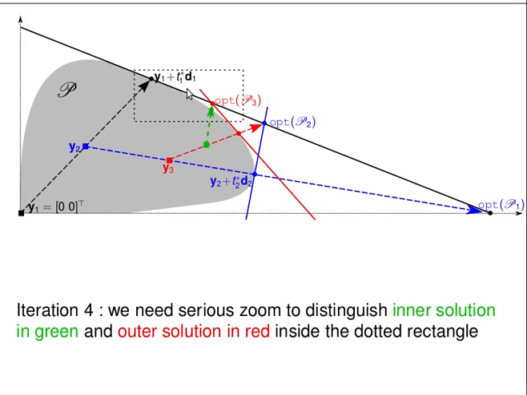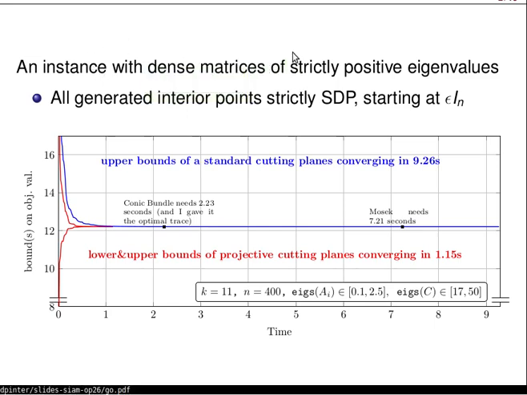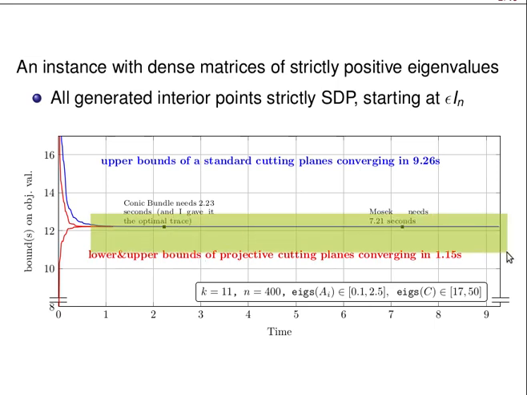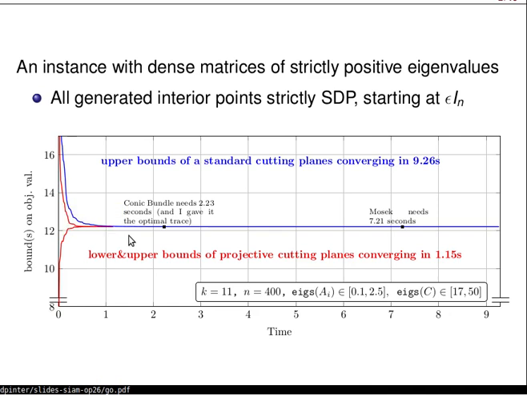This is important because if I were to use the standard cutting planes in such area, this is what may easily happen. I have here an instance with dense matrices of strictly positive eigenvalues. The standard cutting planes may need up to almost 10 seconds and spend 9 seconds out of 10, a huge amount of time, only to prove that the outer solution from some point on is optimal. This is even more difficult if there are multiple outer solutions. But you can see here that the new method has both lower and upper bounds, and by closing the gap here we can more easily stop the method.